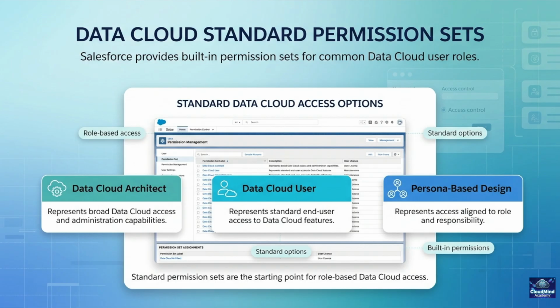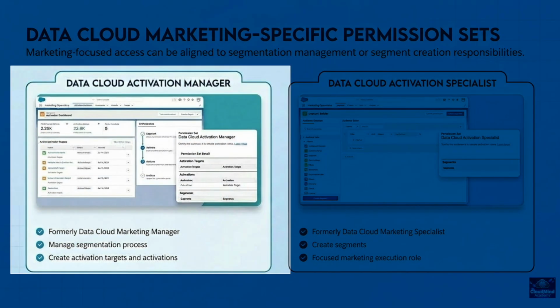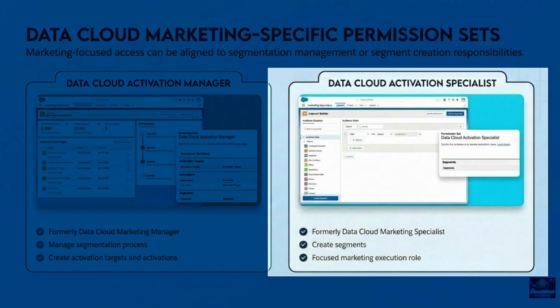Data 360 includes standard permission sets designed around common user personas. For example, Data 360 Architect provides access to all Data 360 features and administration. Data 360 User provides access to view Data 360 features. There are also marketing-specific permission sets. Data 360 Activation Manager has access to Data 360 and can manage the overall segmentation process, including activation targets and activations. Data 360 Activation Specialist has access to Data 360 and can create segments.